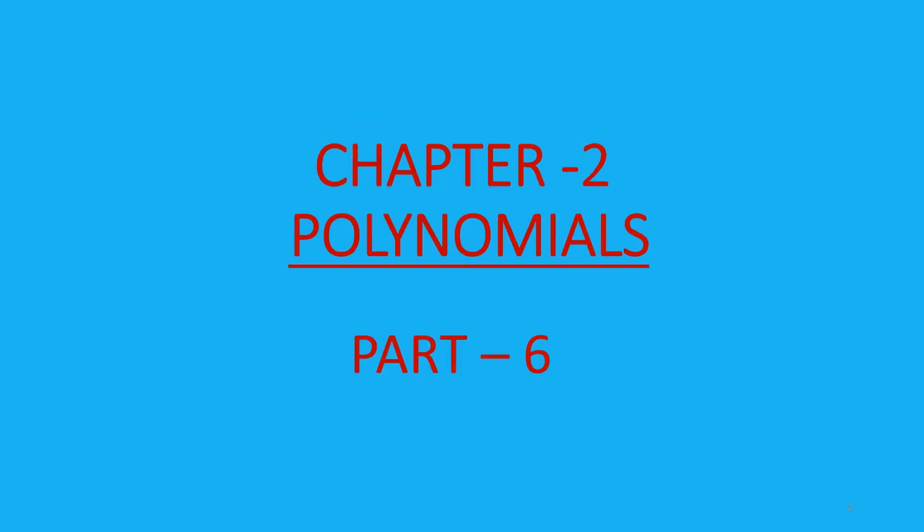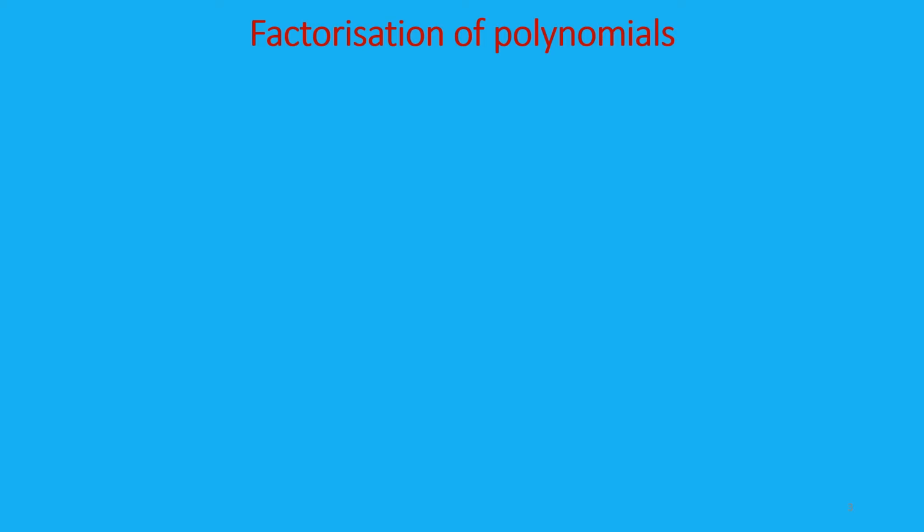Today I will take part 6 of the chapter Polynomials of class 9th standard. Today's topic is factorization of polynomials. So there are two methods to factorize a polynomial. First one is by splitting the middle term and second one is by factor theorem. So today one by one we will discuss both the methods.